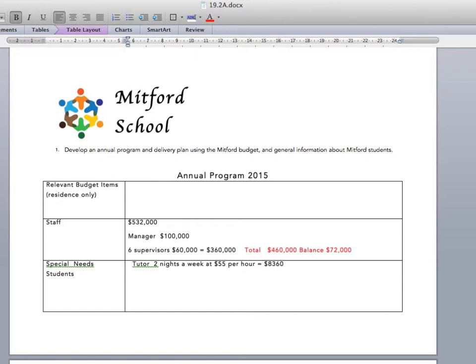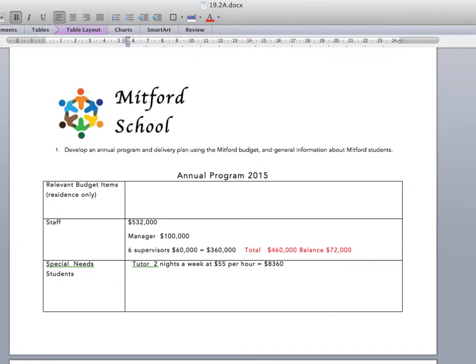So what we've got here so far is one manager and 6 supervisors, and that is a total of $460,000, and that leaves us $72,000. While we're here, we were just looking down at the next column, and the next column is special needs. If you've got special needs, you might want to prepare for that contingency by having available enough money to provide a special needs tutor 2 nights a week. That would be a couple of hours, $55 an hour, and so that's $8,360.